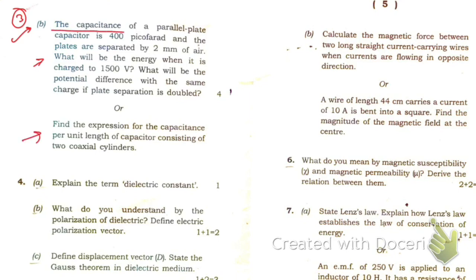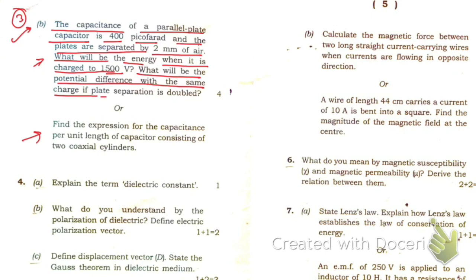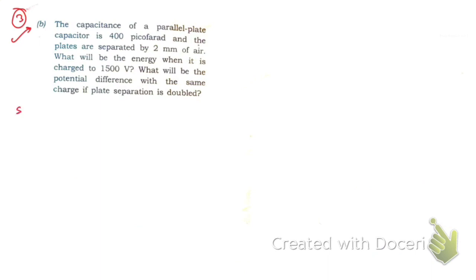First one: the capacitance of a parallel plate capacitor is 400 picofarad and the plates are separated by 2 mm of air. What will be the energy when it is charged to 1500 volt? What will be the potential difference with the same charge if the plate separation is doubled? Okay, so let us solve this question first. So first let me solve this one.